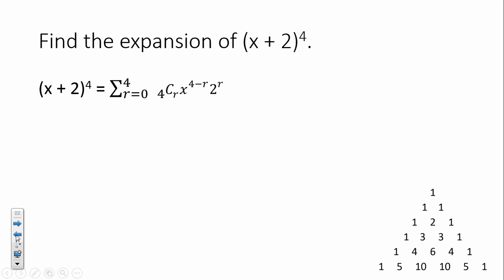So now they want us to find the expansion of (x + 2) to the 4th without taking (x + 2) times (x + 2) times (x + 2) times (x + 2). They want us to use the binomial theorem. So the binomial expansion of (x + 2) to the 4th says to find the sum as r goes from 0 to 4 of the coefficient times x to the 4 minus r and 2 to the r.